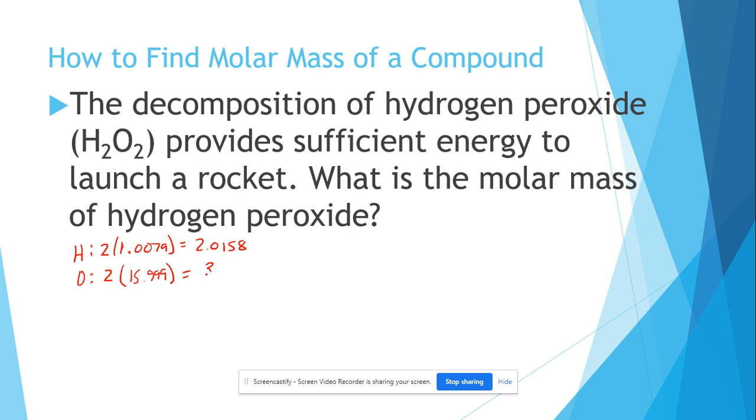When you multiply that, you get 31.998. And then you take these two values and you add them together. You guys got really good at this last year, but I just want to go back over so you guys are familiar in case you had questions. So my molar mass of my hydrogen peroxide is 34.0138.